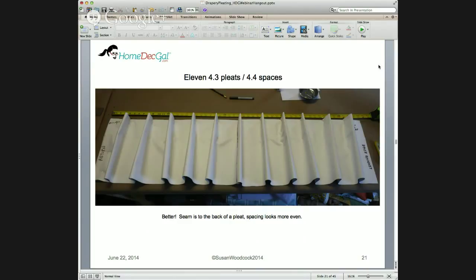That's better. 11 4.3-inch pleats and 10 4.4-inch spaces. The pleats are a little skimpy, but the spaces look a lot better. So I would go with this over the last one. Plus the seam, as you note, in the center is now at the back of a pleat. So that odd number really did help with the seam placement. It looks even, it looks nice. This would be a good way to go.